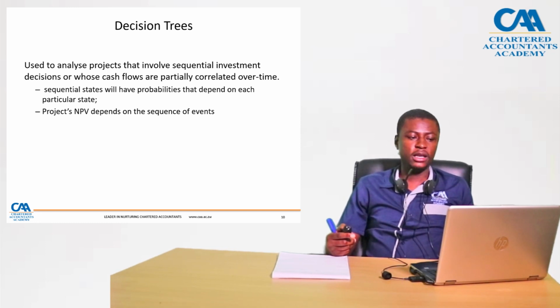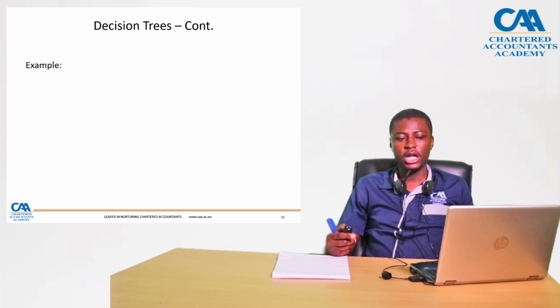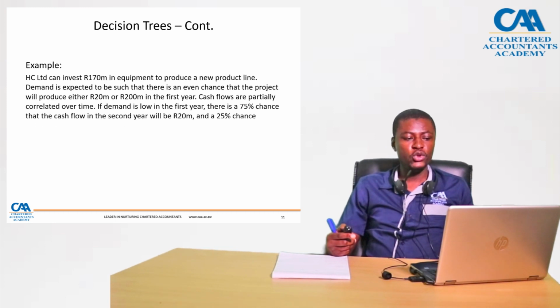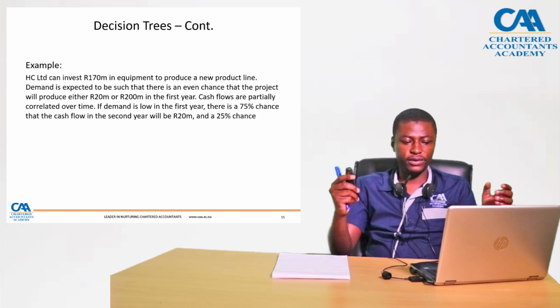So I'm told that HK invests 170 billion in equipment to produce a new product line. And demand is expected to be such that there's an even chance that the project will produce either 20 million or 200 million in the first year. So even chance, equal chance, 50-50.